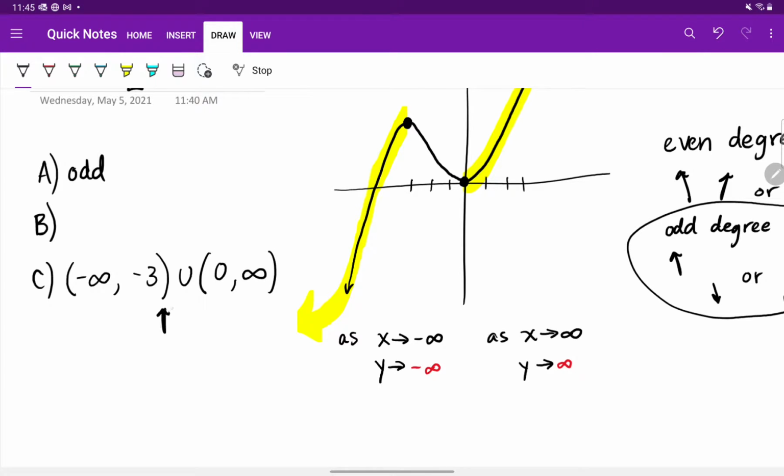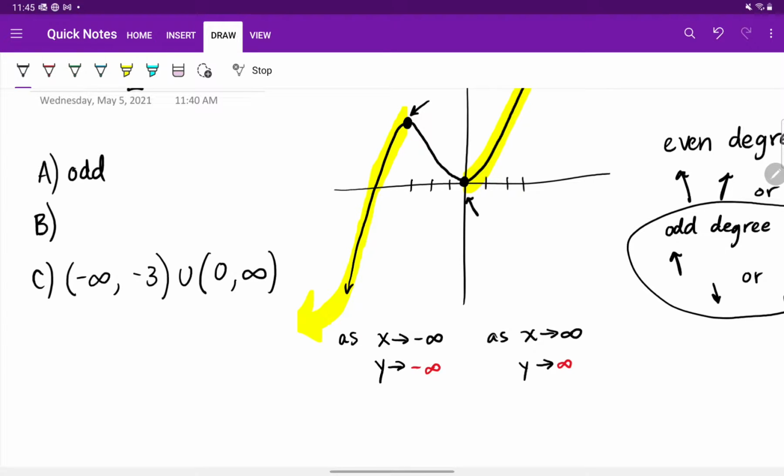Now you'll notice I used parentheses. That's because the actual turning points themselves are not included, because specifically at that very point, this turning point here and this turning point here, we are no longer increasing. That represents the point where we stop increasing and we actually take a turn downward. So technically it's like our function is sort of flat at that point.